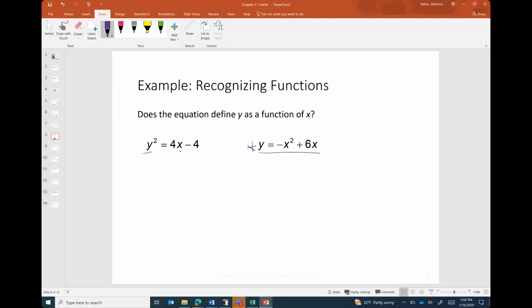This one, this is weird. I might be able to rearrange things algebraically to make it look like y is a function of x. Say if I maybe took the square root of both sides, the square root of y squared is just y. So then I could say y is the square root of 4x minus 4. That looks a little bit more like a function, doesn't it? I can find the value of y. If I put 1 in for x, right, 4 times 1, that's 4 minus 4 is 0. The square root of 0 is 0, right? So that lets me determine the value of y.